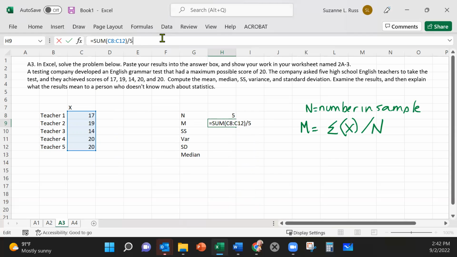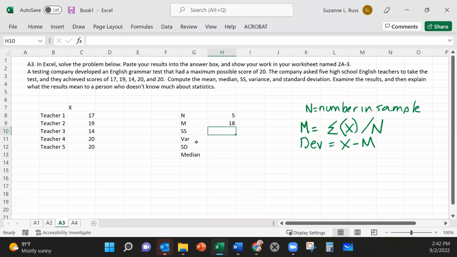So now you can see our formula. This corresponds with the cells I use. Your cells might not be the same, and I'll hit enter to find out that the mean is 18. Next, I need to figure out the deviations. And the deviations are equal to X minus M.